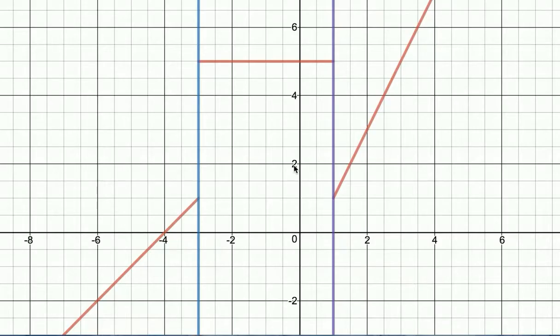Number 7. This time, you have two dividing lines, x equals negative 3 and x equals 1. Make sure you put down these two lines as your first step. To the far left, we have a linear equation, x plus 4. In the middle, it's a constant value, y equals 5, so it's a horizontal line. To the right, it's a linear equation, 2x minus 1.